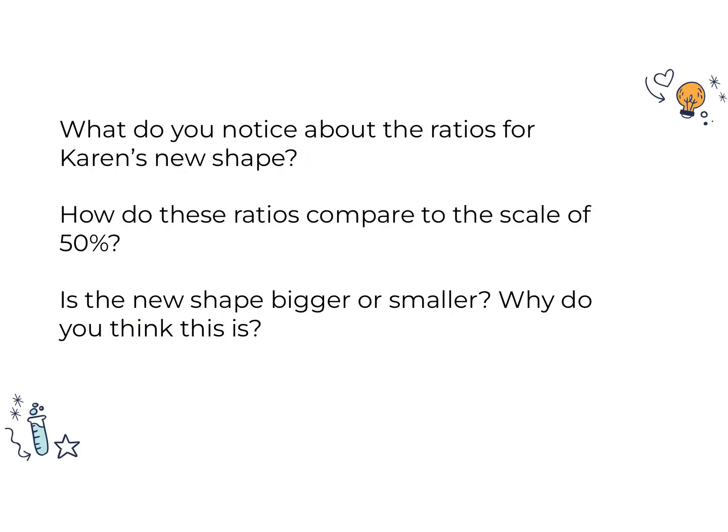So what did you notice about the ratios for Karen's new shape? Hopefully you noticed that they were all the same. So what we're looking for is equivalent or same ratios. How do these ratios compare to the scale of 50%? Well, our ratios were 1/2 and 2/4, and both of those simplified to 0.5. Now, if we multiplied 0.5 times 100 to get back to the percent, we would end up with 50%. So they are all equivalent.